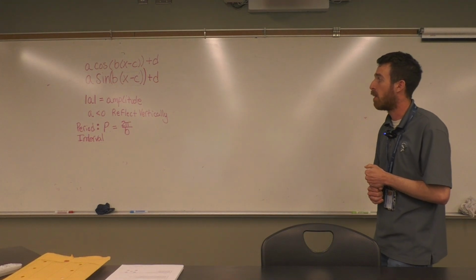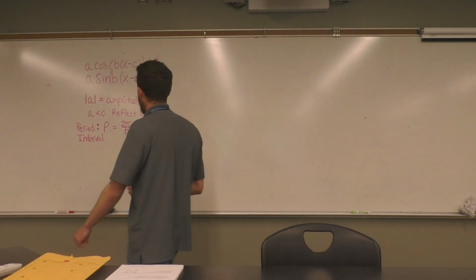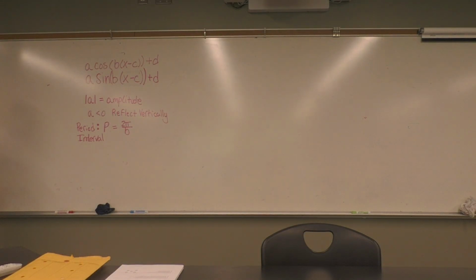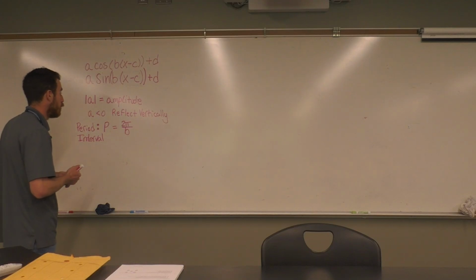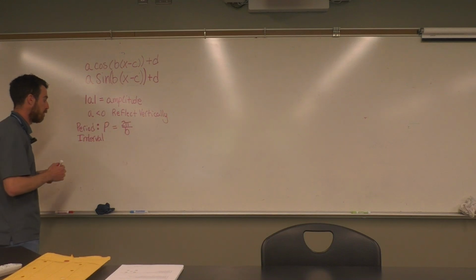but sometimes you see it differently. So we have the amplitude, and I talked about how A is not technically the amplitude. Technically, the amplitude is the absolute value of A, meaning that if it were -2, I'd say the graph has an amplitude of 2. But if A is negative, we reflect that graph vertically, it flips over.